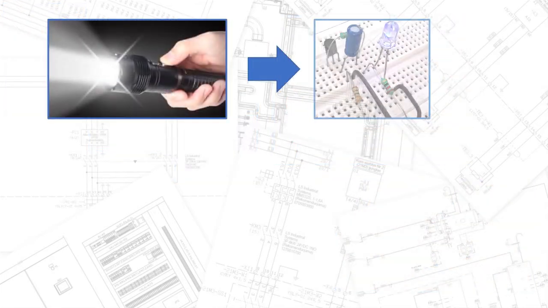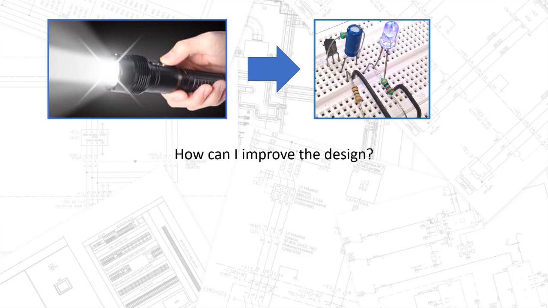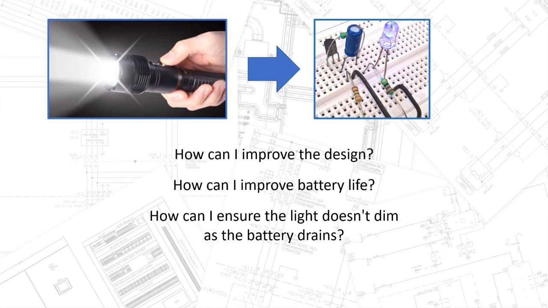Your semester is going to start with you building a simple flashlight. And you may wonder, what's so complicated about a flashlight? You simply connect an LED to a battery, but you'll discover that it's a terrible design. How do you improve battery life? How do you ensure the light doesn't dim as the battery gets consumed? How can we control its brightness?